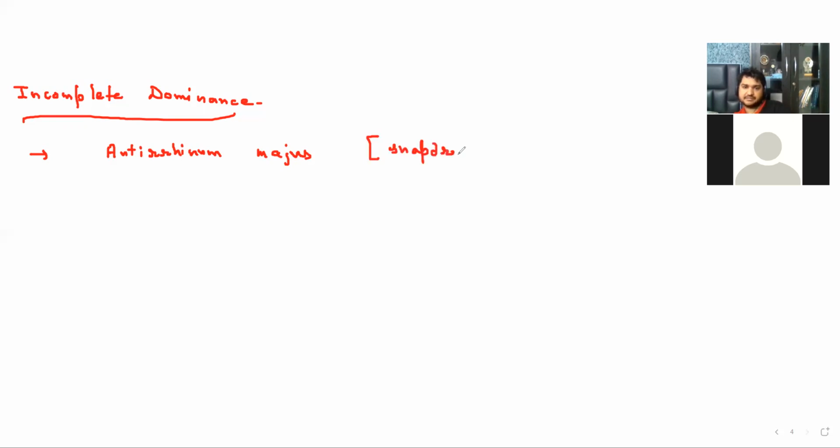Snapdragon, and this flower is also known as the dog flower. This flower is also known as dog flower, and you can say snapdragon. Okay, and this is the Antirrhinum majus.